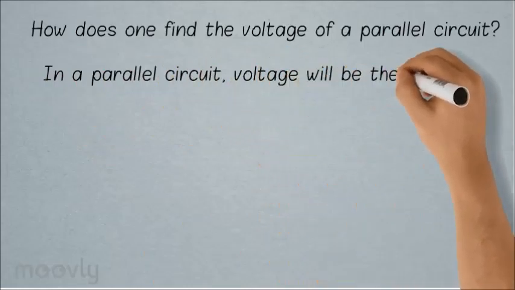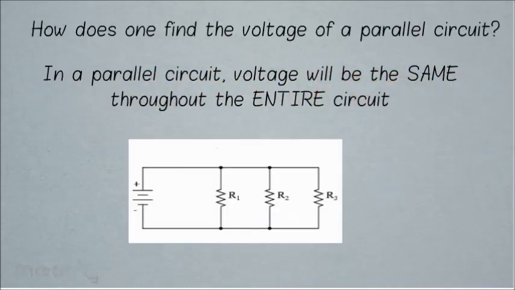This is important. In a parallel circuit, voltage would be the same throughout the entire circuit. This means that if we were to put a voltmeter between resistor 1 and resistor 2, it would have the same amount of voltage as if we were to put a voltmeter between resistor 2 and resistor 3.